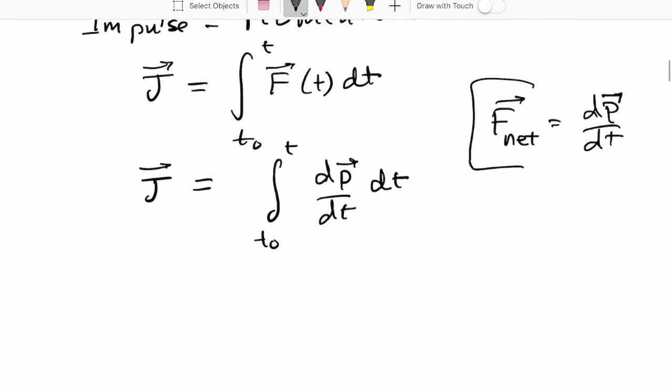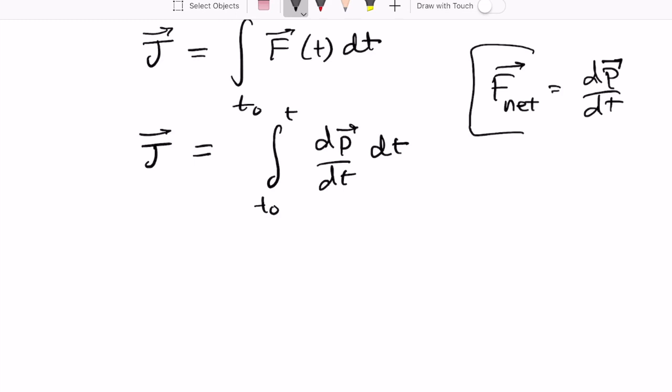Now, you know that whenever you have a dp/dt, that's a derivative, and if you integrate a derivative, you just get back the original function, right? Because you know that differentiation and integration are opposite operations. So if you have dp/dt, that means you're taking the derivative, but then if you integrate the derivative, you get back the original function. So this is nothing but p, the original function, evaluated at the two endpoints, t0 and t, right?